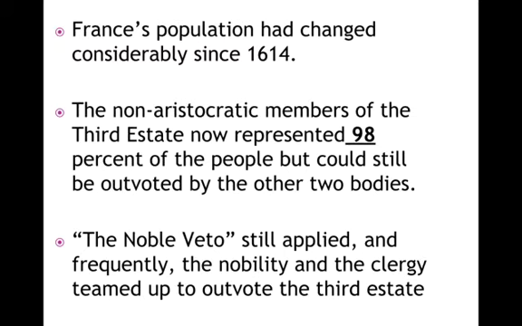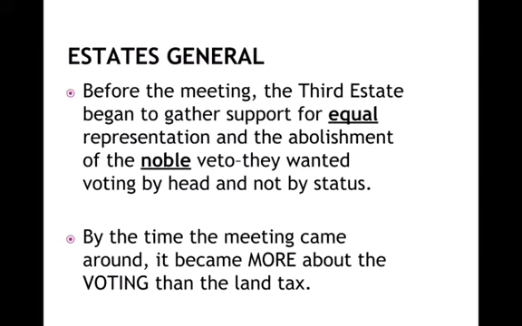France's population had changed considerably since the last time an Estates General meeting had been held, okay? And those non-aristocratic members now represented 98% of the people. However, those other two groups, the clergy and the nobility, could outvote them 2-1. All right, there was also something called a noble veto, which meant that the nobility and clergy would team up to outvote the third estate because they ultimately thought their opinions were worth more. They were more upper class.